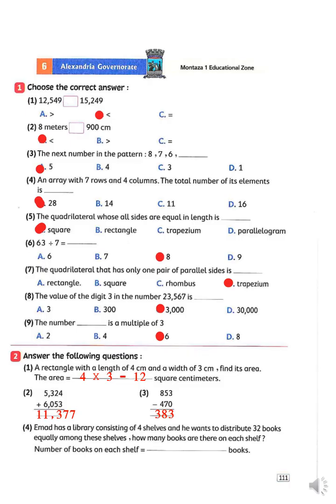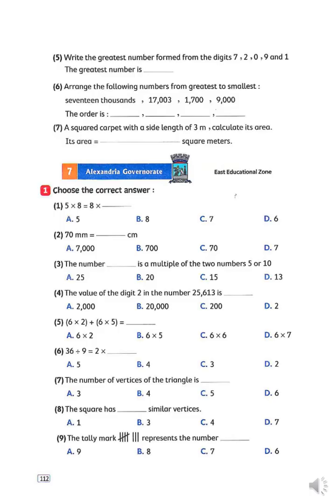Ahmed has a library consisting of 4 shelves and he wants to distribute 32 books equally among these shelves. How many books are there on each shelf? Number of books on each shelf is 32 divided by 4 equals 8.